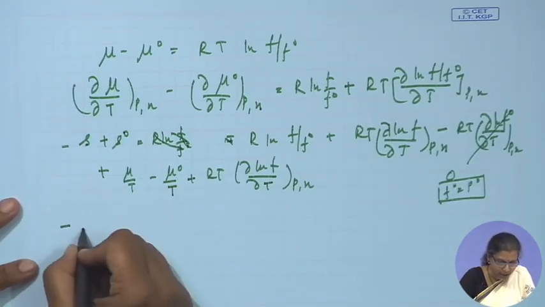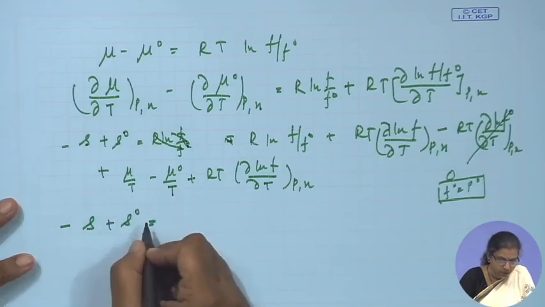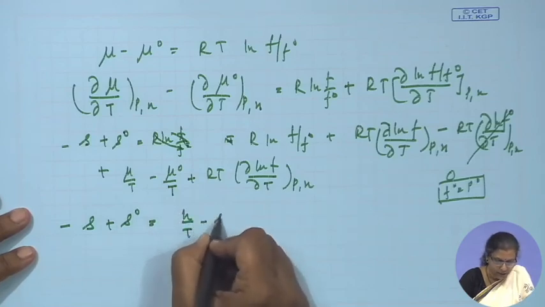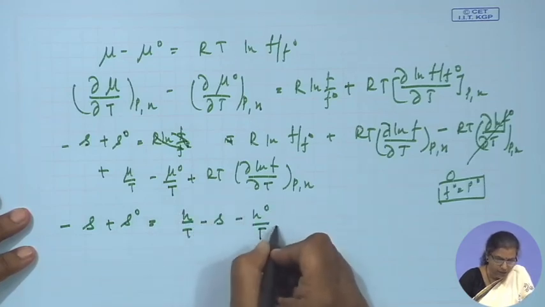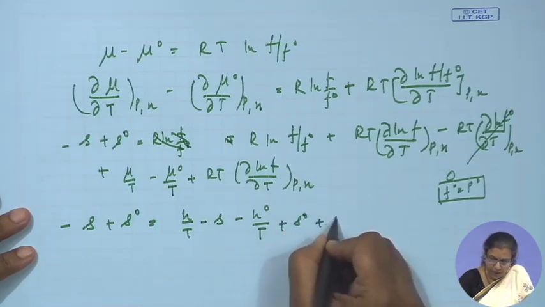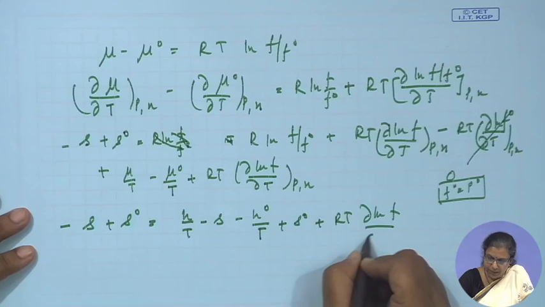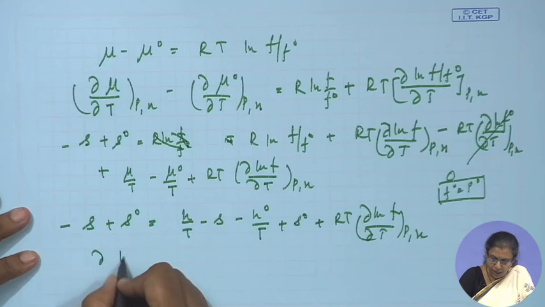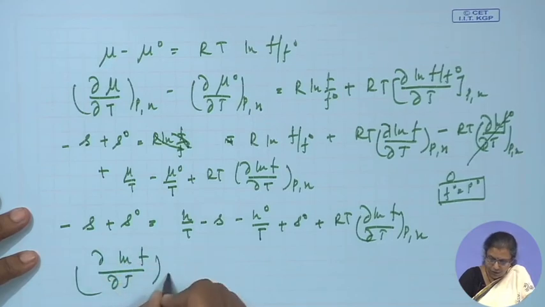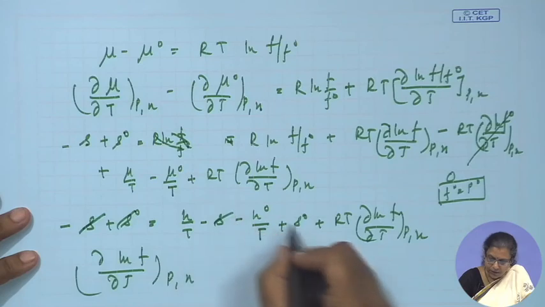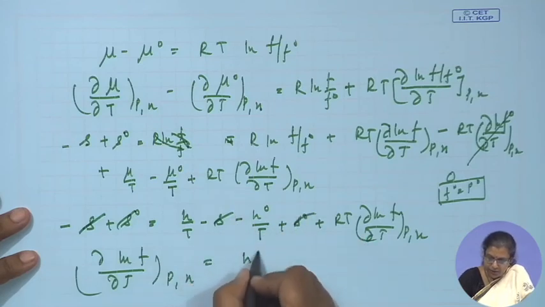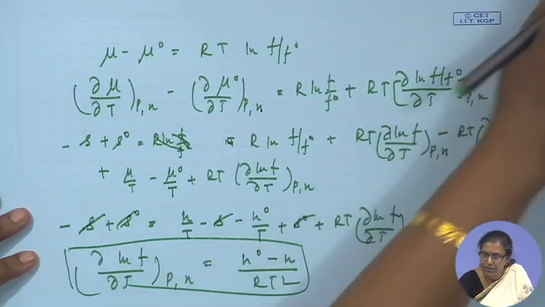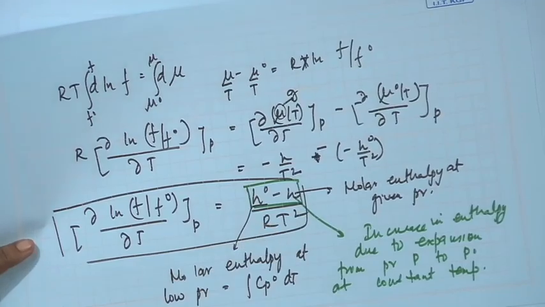So from there what do we get? It is nothing but minus s plus s 0 equals, this mu by T is nothing but g by T, which can be written as h over T minus s minus h 0 by T plus h 0 plus RT del ln f del T at constant p n. It is a slightly more involved thing, but from here we find del ln f del T at constant p n. All these terms cancel out and this is nothing but equal to h 0 minus h by R T square. The same expression that I had obtained in the earlier case as well.